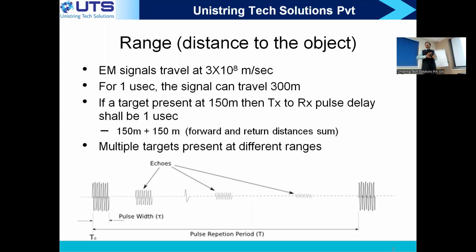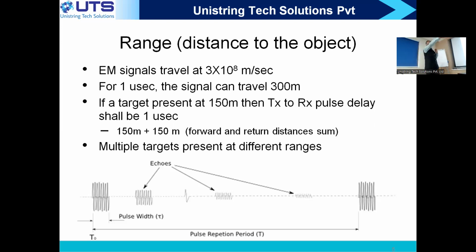Any electromagnetic signal travels with only 3 × 10⁸ meters per second velocity. So whatever we are discussing about these basics is applicable to all segments of radars: L-band radar, X-band radar, 74 GHz radar, and all. For 1 microsecond, the signal travels 300 meters. Simply multiply the velocity with 1 microsecond. If you have a target at 150 meters, then its delay will be 1 microsecond.